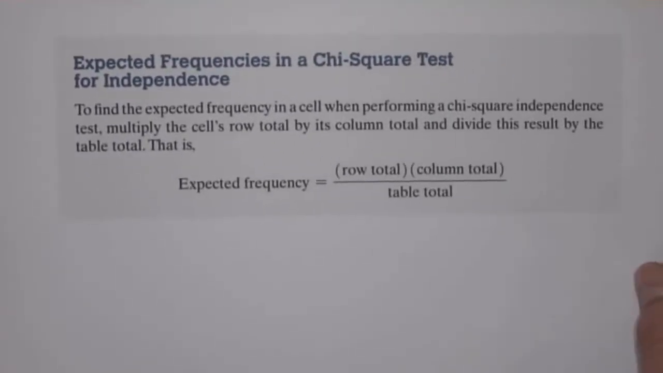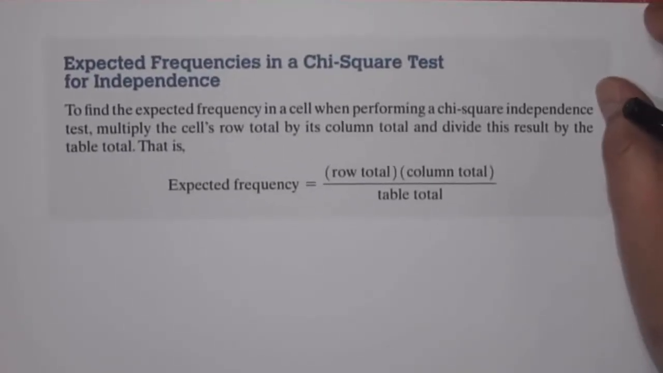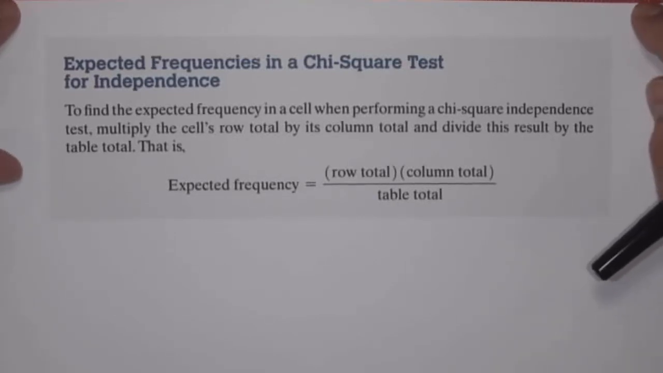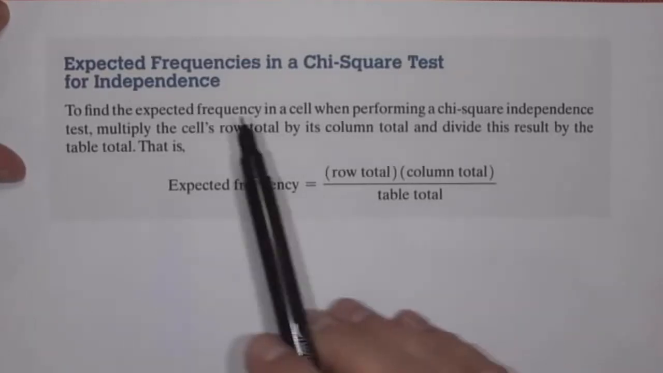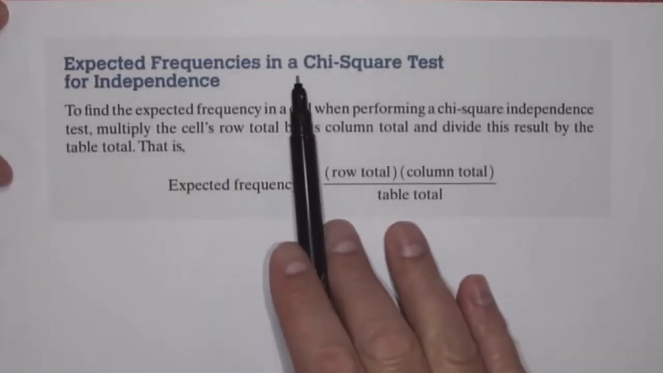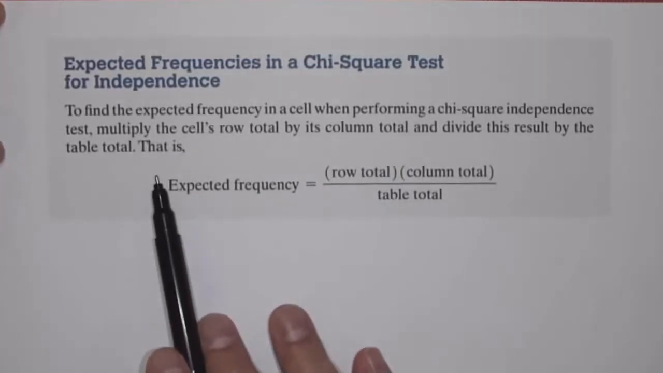So the structure of this test is going to work a lot like the goodness of fit test worked previously. We're going to compare what was observed to what is expected. And so we need to be able to determine what the expected frequency is for each cell of a contingency table. And so that's what this screen is about. Expected frequencies in a chi-square test for independence.